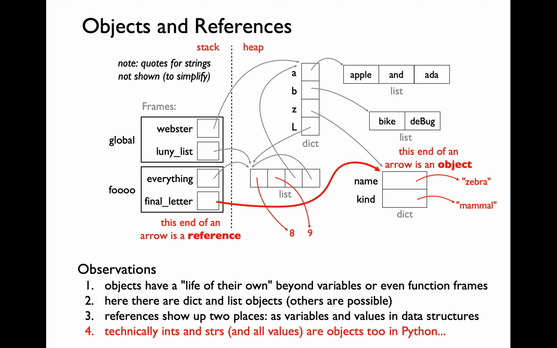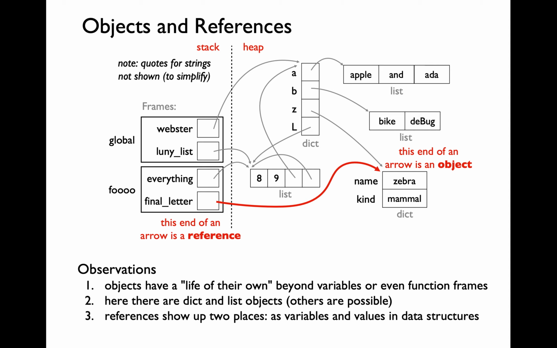Let's compare and contrast the previous version of the diagram with the current version. Observe that in the previous version, we directly mentioned the integers 8 and 9 within the list object here and the strings zebra and mammal within the dictionary object.